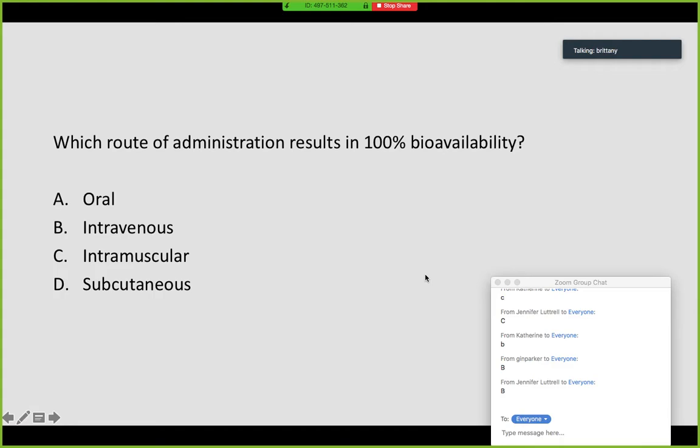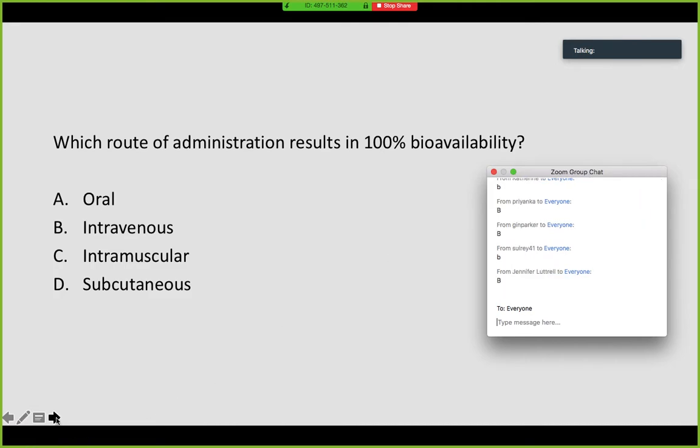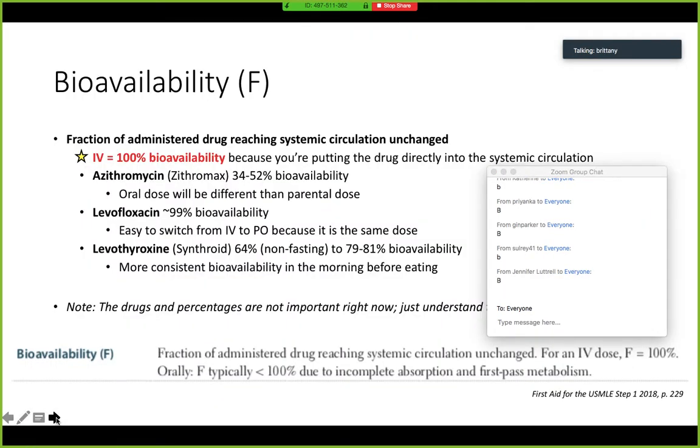All right, which route of administration results in 100% bioavailability? Right, the IV route. Make sure you remember that.